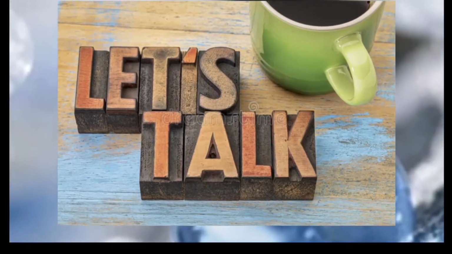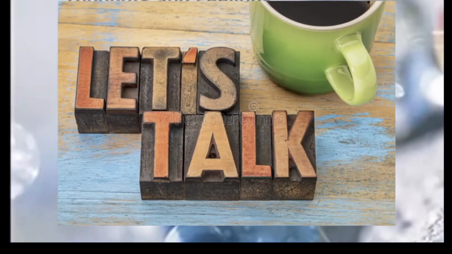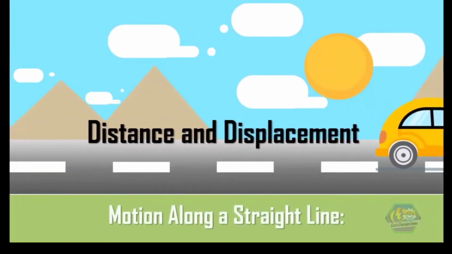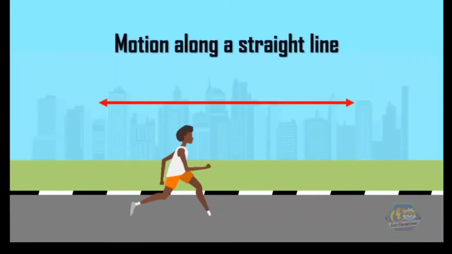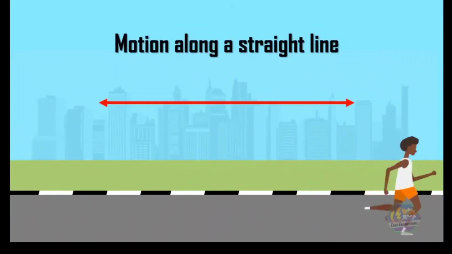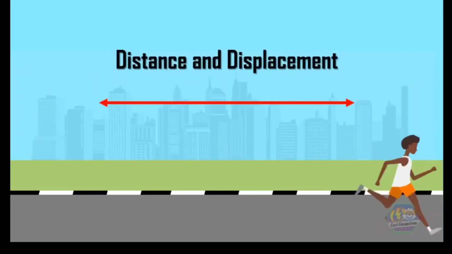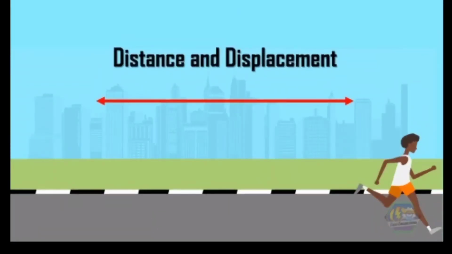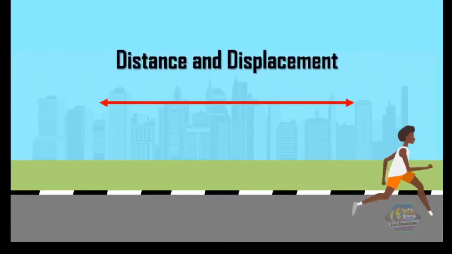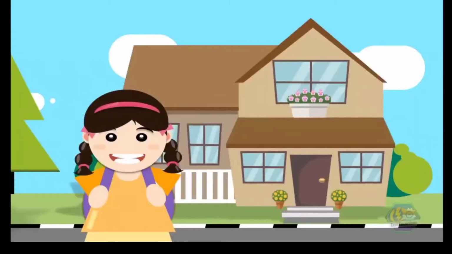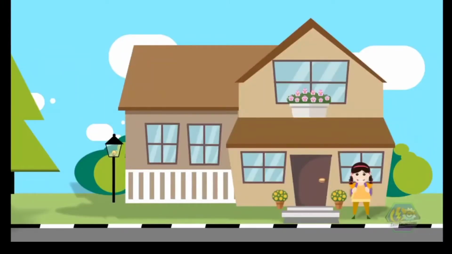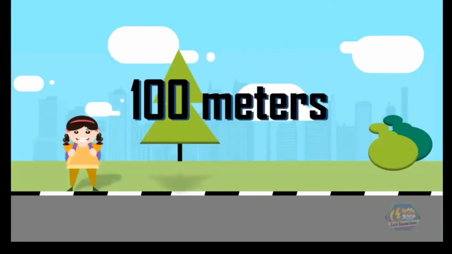Now let's talk about motion along a straight line, distance and displacement. The basic form of motion is the motion along a straight line. There are many parameters to consider in this kind of motion, but we will only investigate the fundamentals, which are distance and displacement. Let us begin learning motion in a straight line with this common example. Imagine your friend Susie standing outside her house. This is her original position. 100 meters away is where the convenience store is located.